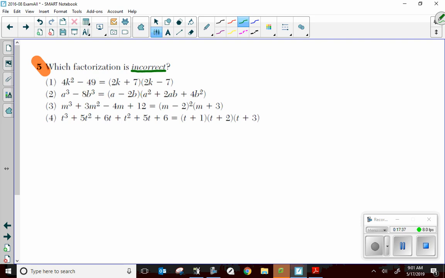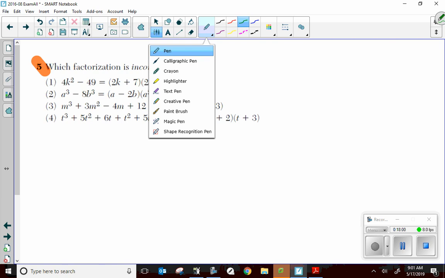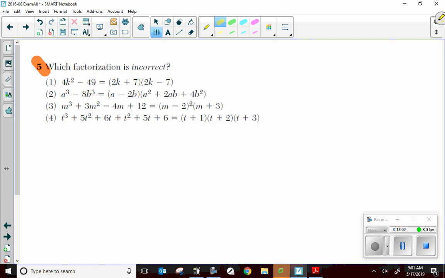Okay? So if I look at the first one, I'm like, oh, yay, that's right. 4k squared minus 49 does equal 2k plus 7 times 2k minus 7. And they circle that, but there's 3 of them that are right. 1 is wrong. So you can do part of this in the calculator, but not all of it. What do I mean? Whenever we have 2 things, and we're going to look at number 1 here.